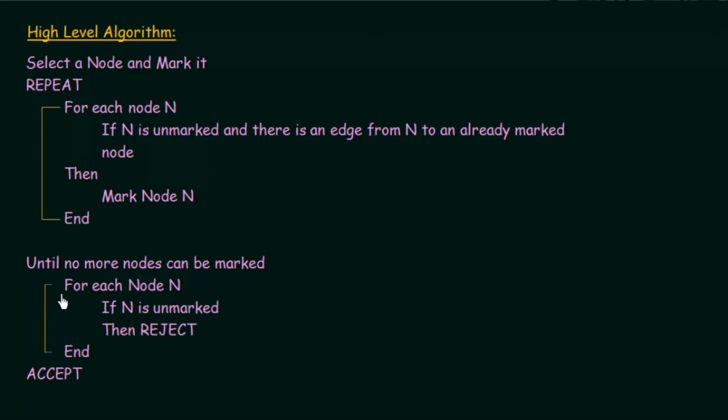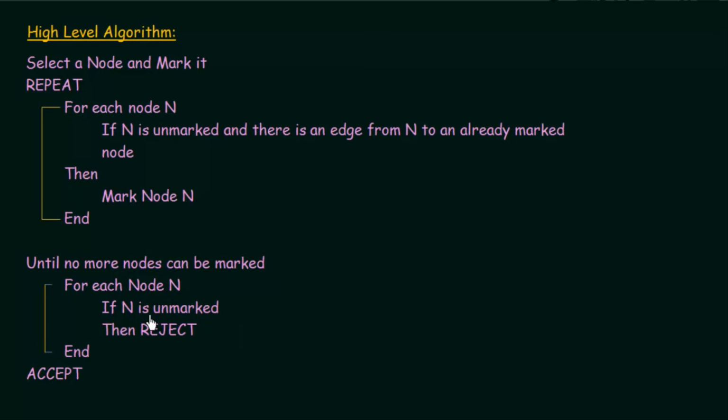And then we see another loop over here. We check and scan all the nodes again. For each node n, if n is unmarked, then reject. That means that we have been marking all the nodes which had an edge connecting to the other nodes. Now if you find a node that is not marked, then that means there is a missing edge, which proves that this is a disconnected graph.